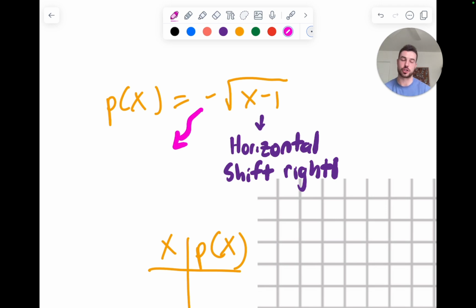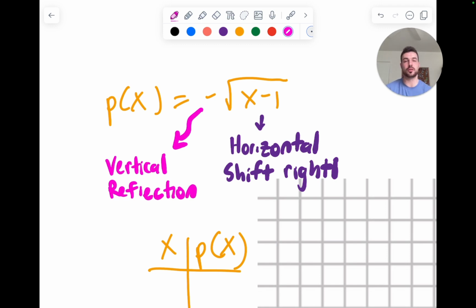It's not a subtraction, it is a negative. And this negative is not attached to our x. So therefore it doesn't affect our input. It is not horizontal. It is going to be a vertical transformation. And a negative is going to be a reflection.